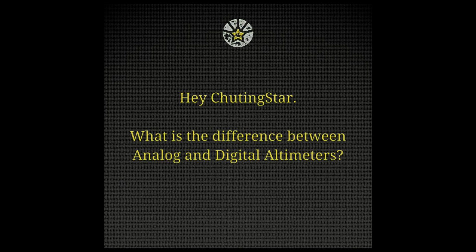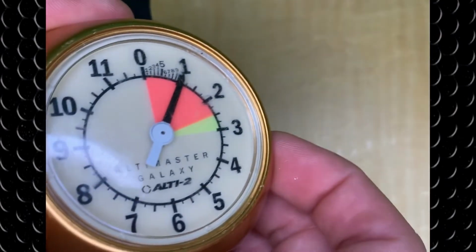Hey Shooting Star, what's the difference between analog and digital altimeters? Right, so the main differences between analog and digital altimeters. An analog altimeter is the most basic altimeter you can get, with a big dial, usually with luminescence, which you can use for late afternoon jumps or night jumps. These have a mechanical pressure sensor, which does not require batteries. So all you need to do is just zero the altimeter out once you get to a drop zone.